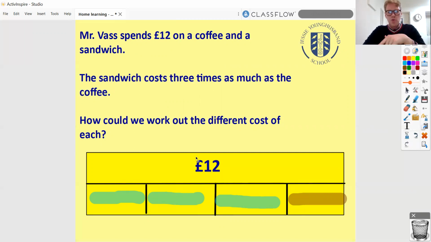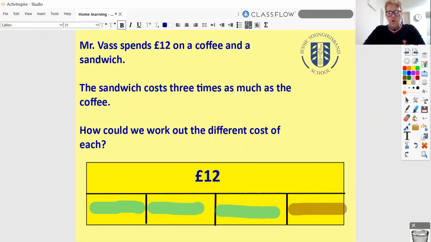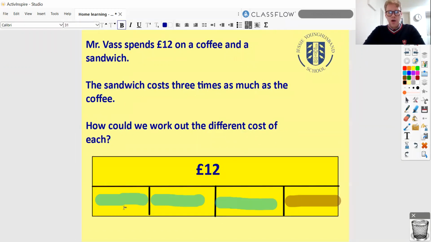But you've seen here, this £12 is split up between 4. So what I could do here is split 12 into 4, or to put it another way, do 12 divided by 4 to see what each of these blocks would be worth. So 12 divided by 4 then.